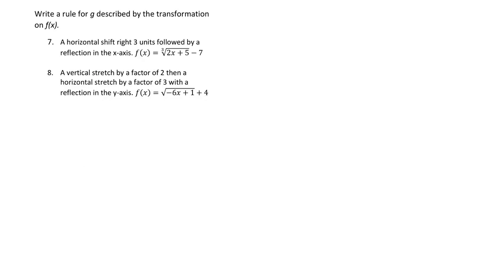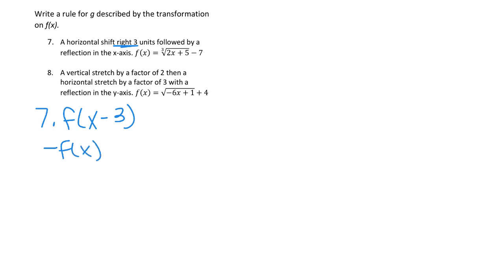Next, write a rule for g described by the transformation on f of x. Number 7, a horizontal shift right 3 units. That's f of x minus 3, followed by a reflection in the x-axis. So then we'll do negative f of x.